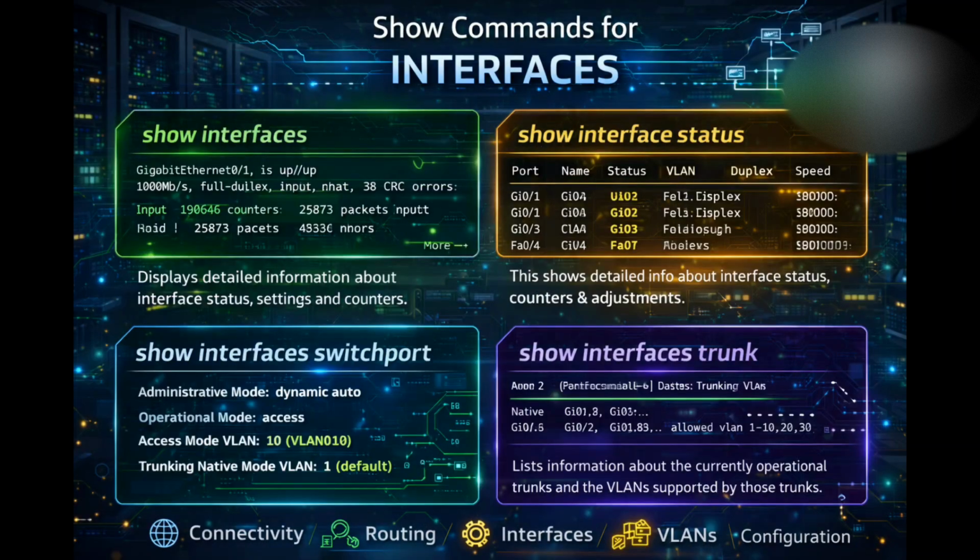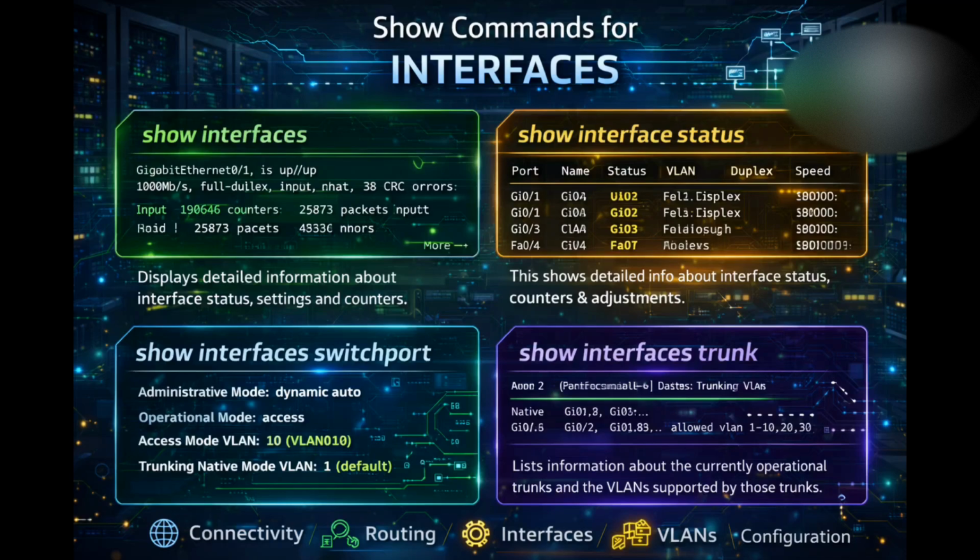Now let's verify interface information on the switch. First, show interfaces. This command displays complete details about an interface, including status, speed, duplex, errors, and traffic counters. If users report slow network or packet drops, this is the most important command to check CRC errors, collisions, and input or output drops.